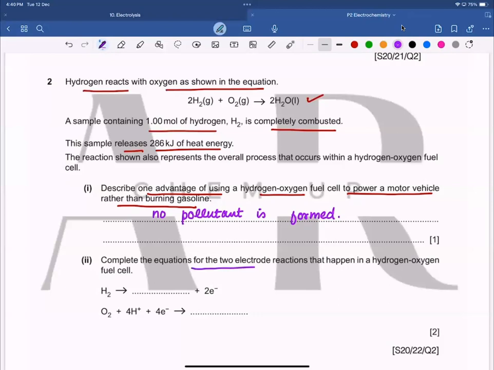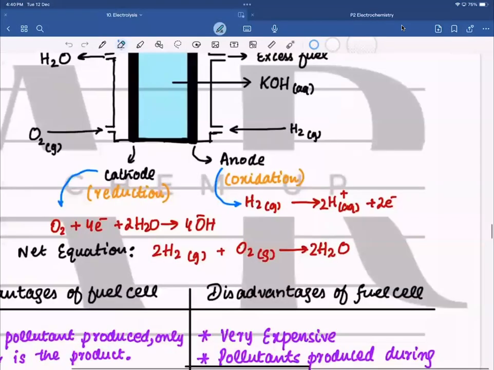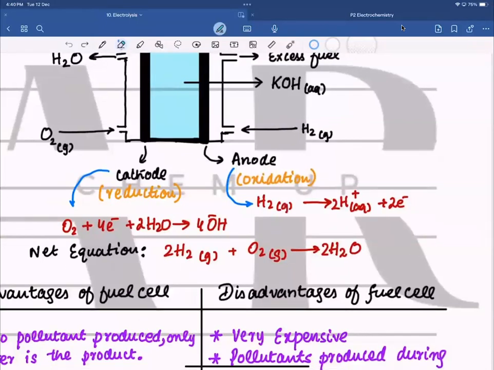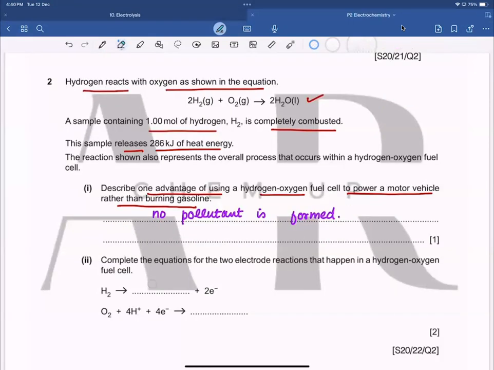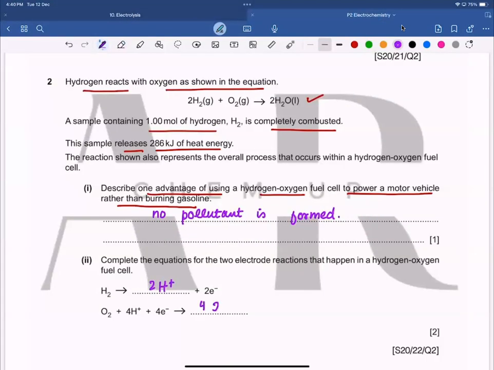Complete the equations for the 2 electrode reactions that happen in a hydrogen oxygen fuel cell. If you see from the previous class, we did see the 2 reactions. At the anode, the hydrogen gas is turning into hydrogen ions, and you have to just complete it. You have to put 2 hydrogen ions over here. And if you look at the other one, oxygen plus 4 electrons and 2 moles of water are producing 4 hydroxide ions. So you are going to write 4 hydroxide ions. Is this clear?